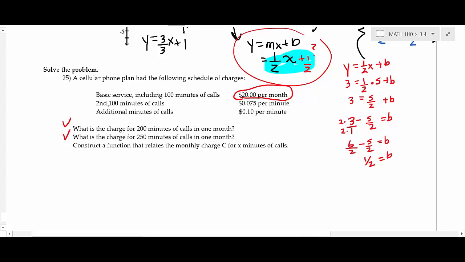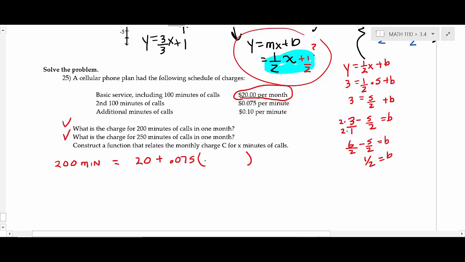Now we go into the second 100 minutes of calls. Then it would just be 0.075 per minute after that 100. So if you had 200 minutes, this is how you would figure out your bill, and this will help you figure out the piecewise function. The first thing is that it'd be $20, right? Then it would be 75 cents times what? Times 100, right? Because you've done 100 minutes of calls after the first 100. So that's what you're getting billed for.